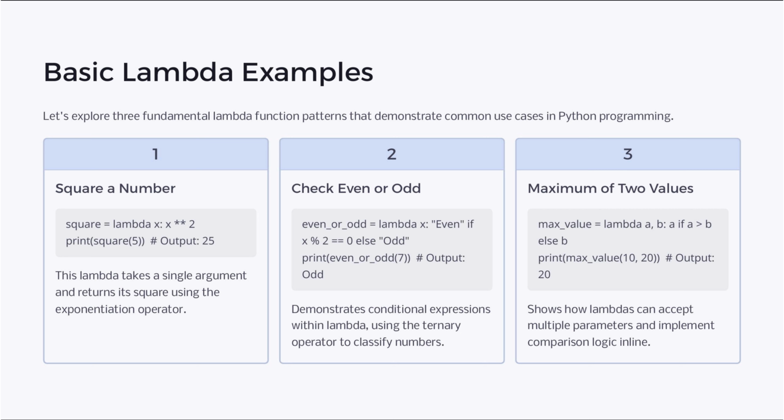Explore 3 fundamental lambda patterns: squaring a number with lambda x: x ** 2, checking even or odd using lambda x: 'even' if x % 2 == 0 else 'odd', and finding the maximum of 2 values with lambda a, b: a if a > b else b. These examples illustrate concise, inline logic for common tasks.